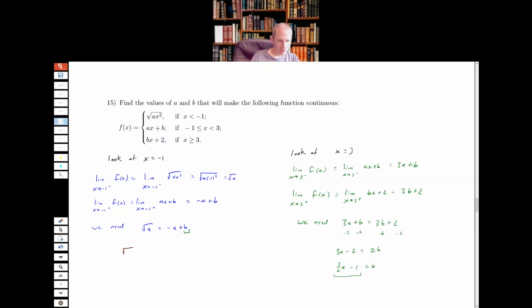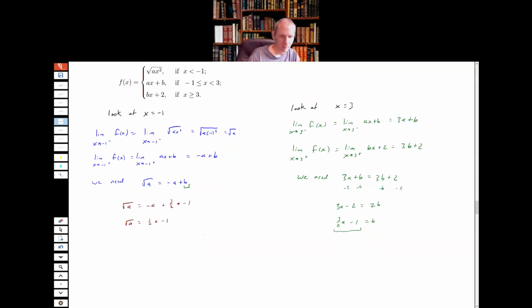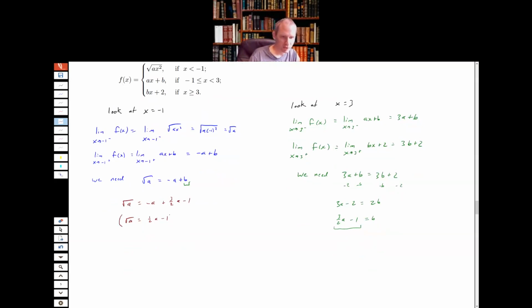So now I have the square root of a equals the opposite of a plus 3 halves a minus 1. 3 halves a minus a is 1/2 of a. And you can either leave it as fractions here, or if you want, you can multiply both sides by 2 to eliminate the fractions entirely. You don't have to do that, but if you don't like having fractions, then that's kind of the way to go.